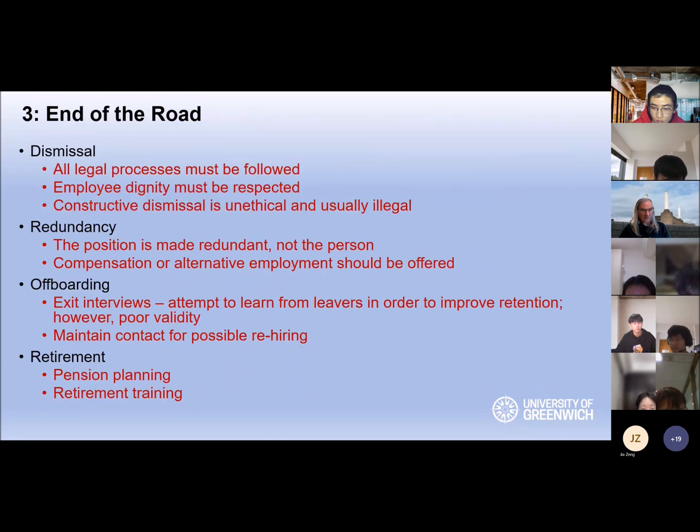At the end of the road, at the end of the employment, well, it's dismissal. So you're getting rid of people. You have to follow the legal process. Human resources will have expertise in this area. You can't just chuck people out in public. You need to allow them a certain amount of dignity. You've got to do it in an ethical way. Constructive dismissal is when you make it so difficult for someone to work for you that they end up having to resign. That's constructive dismissal. You're not dismissing them, but in effect, that's what you've done. And that's certainly unethical and is often illegal.